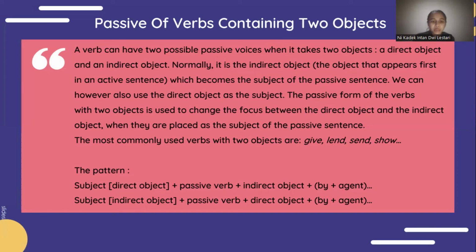And for the patterns, for the passive voice is subject, which is direct object, plus passive verb, plus indirect object, plus by, plus agent. And then, or you can use subject, which is indirect object, plus passive verb, plus direct object, plus by, plus agent.